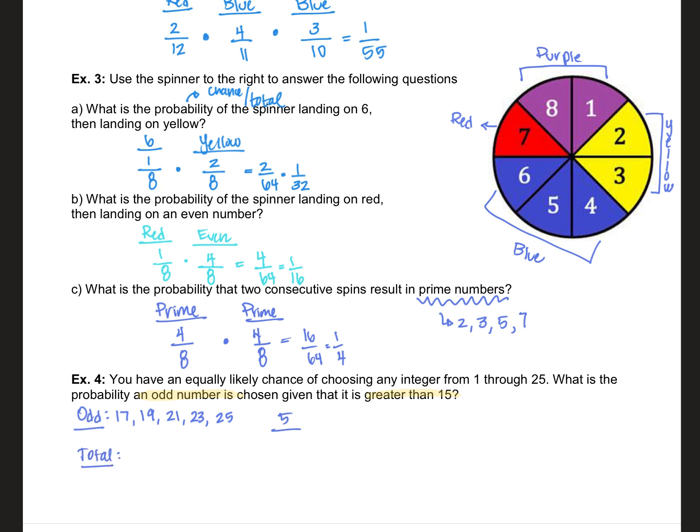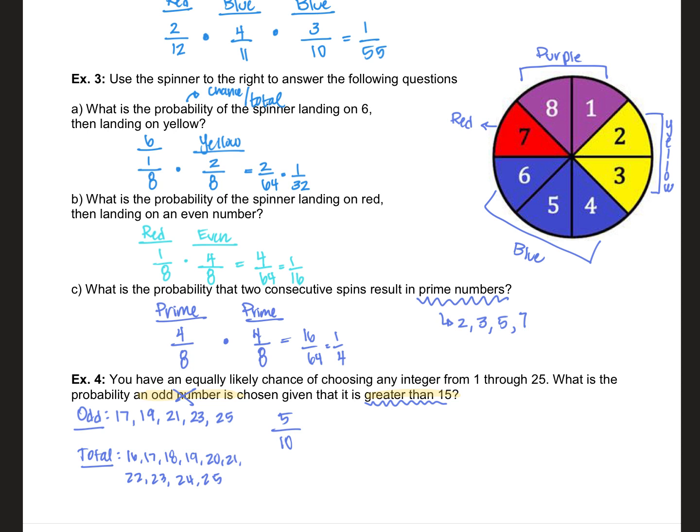How many total values are greater than 15? Again, we could list them out for ourselves. I already took care of that odd piece. Now I'm just trying to figure out how many total numbers are greater than 15. Not including 15, we have 16, 17, 18, 19, 20, 21, 22, 23, 24, and 25. So I'm getting a total of 10 values that are greater than 15.